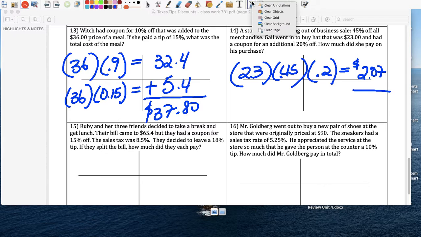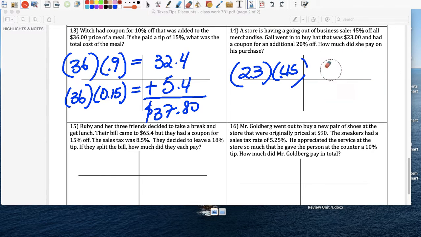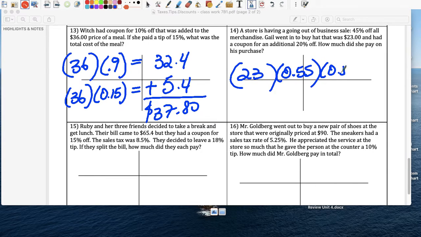Oh, I see. My apologies. So, completely wrong. What am I doing? So $23, 45% off means I have 55% to pay for, right? If you take 45%, I'm responsible for 55%. And then I get a new price that becomes my new value, and from that new value, I'm going to take 20% off, which means it leaves me with 0.8. Wow, major blank there. 23 times 0.55 times 0.8. Now that's better. I end up paying $10.12. Yuck.